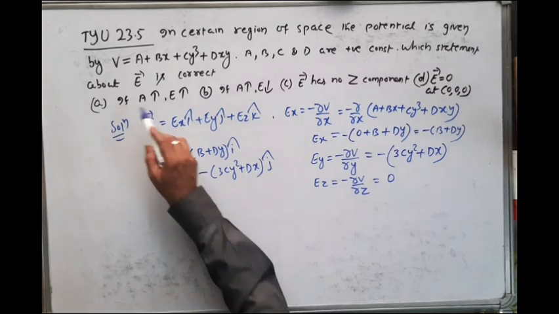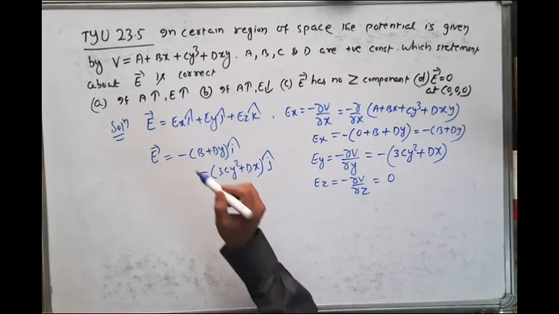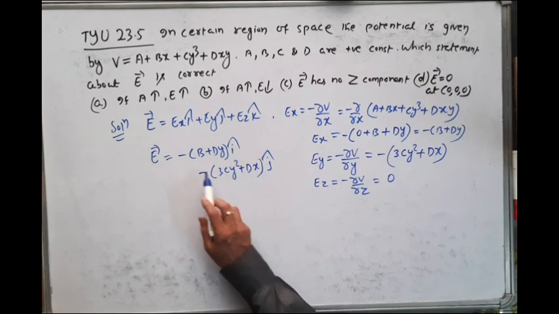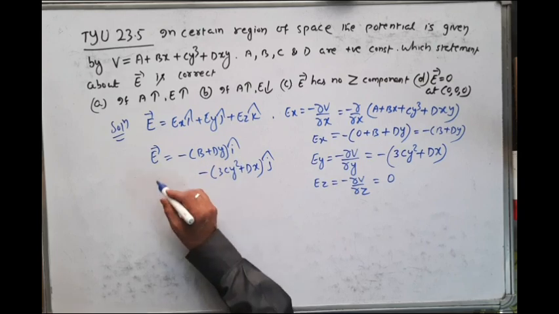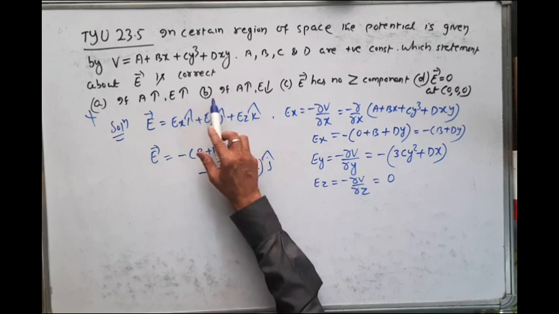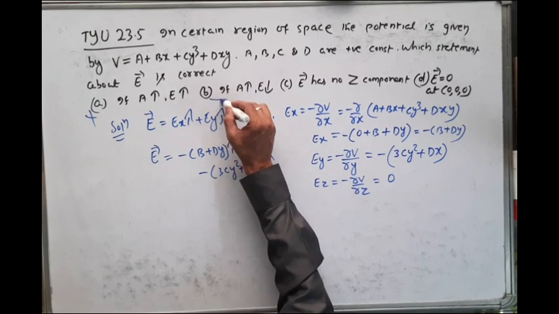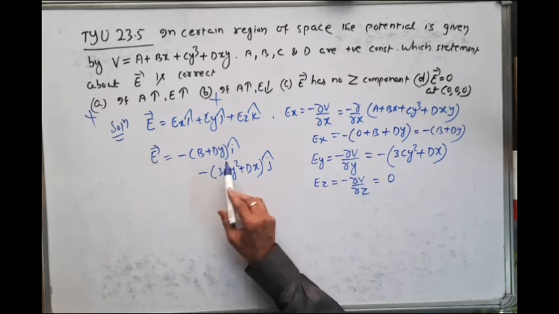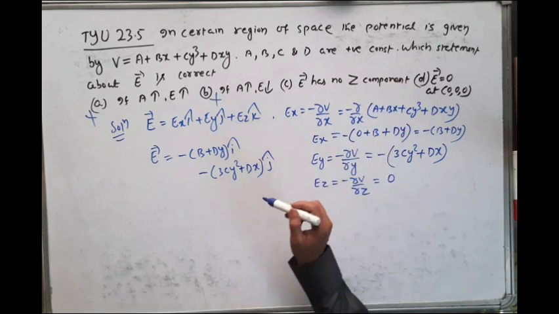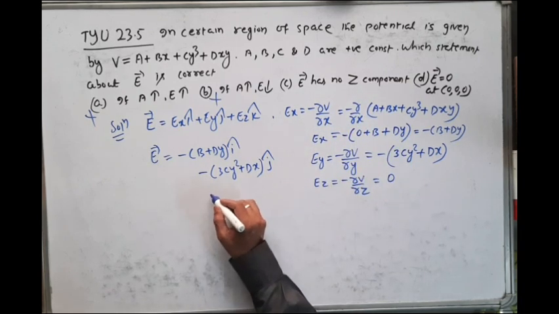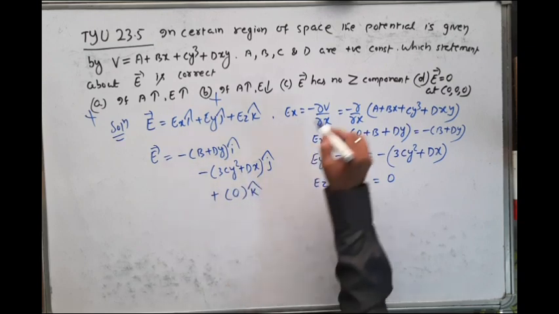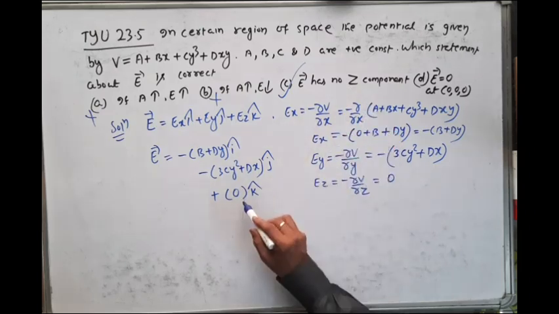Okay. So now you see the first option, if A increases, E increases. The electric field intensity is independent of A. There is no term of A in this expression. So option A is not correct. Similarly, in option B, if A increases, E decreases, it is invalid because the electric field intensity is independent of A. And the third option, the electric field intensity has no Z component, definitely. There is no k cap. So the third option is correct. The electric field has no Z component.